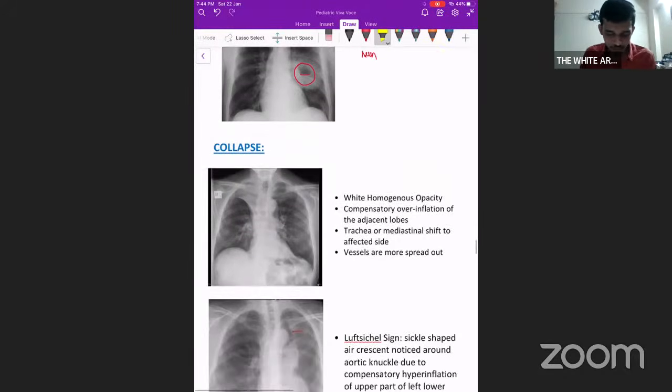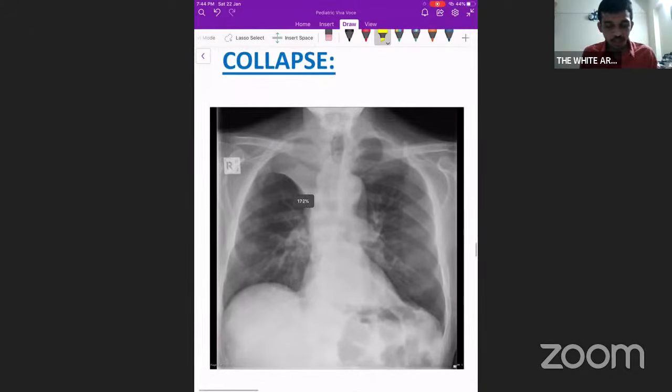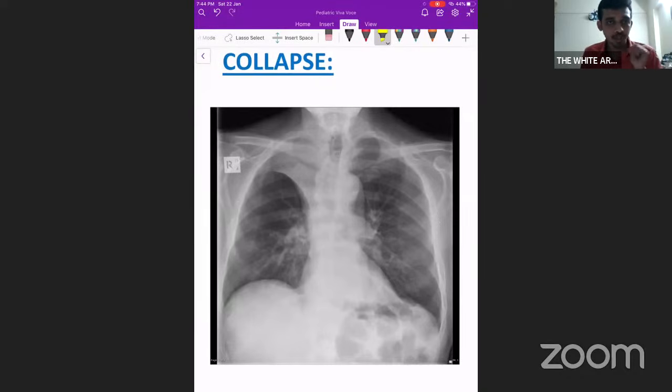Next is collapse. How do you see a collapse? Now over here you are making out a right upper lobe opacity, correct? There is a right upper lobe opacity. This could as well be a consolidation, correct? Even a consolidation appears the same. You will have a right upper lobe patch or right upper lobe opacity, correct? An opaque structure will be present.